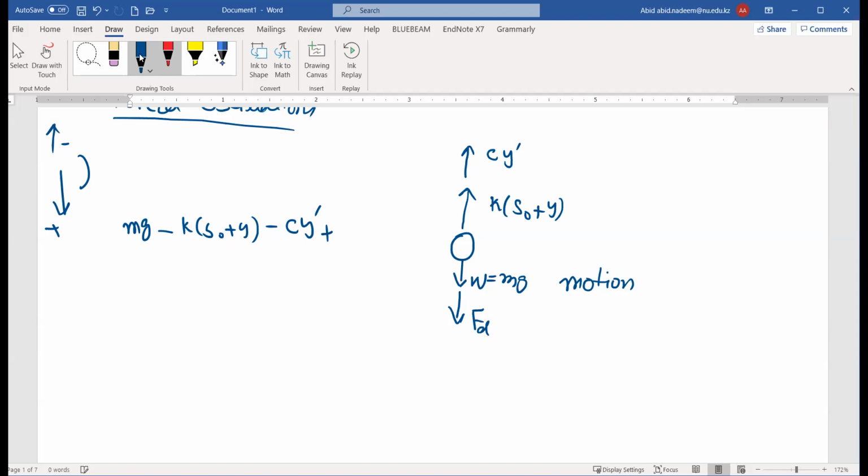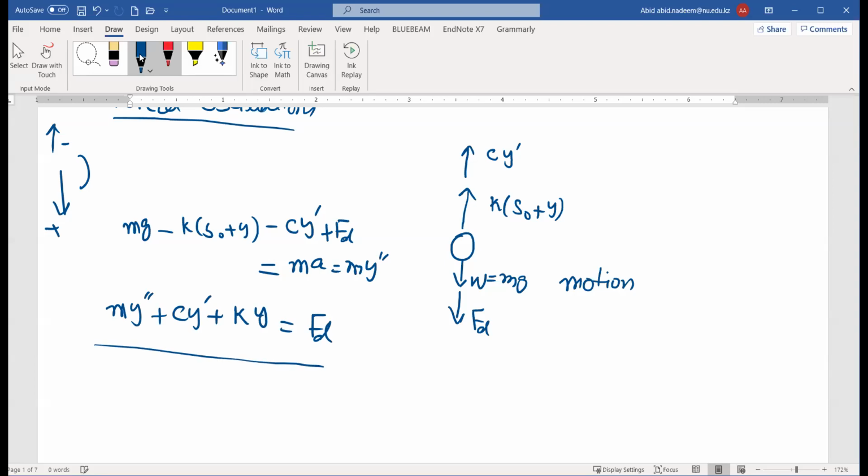Okay, so this is the driving force, downward, and the resultant of these will be equal to the mass times the acceleration, which is m y double prime. Since we know that mg minus k s naught is 0, mg and k s naught cancel out. So we get the equation m y double prime plus c y prime plus k y is equal to this driving force. So this is the equation we get.